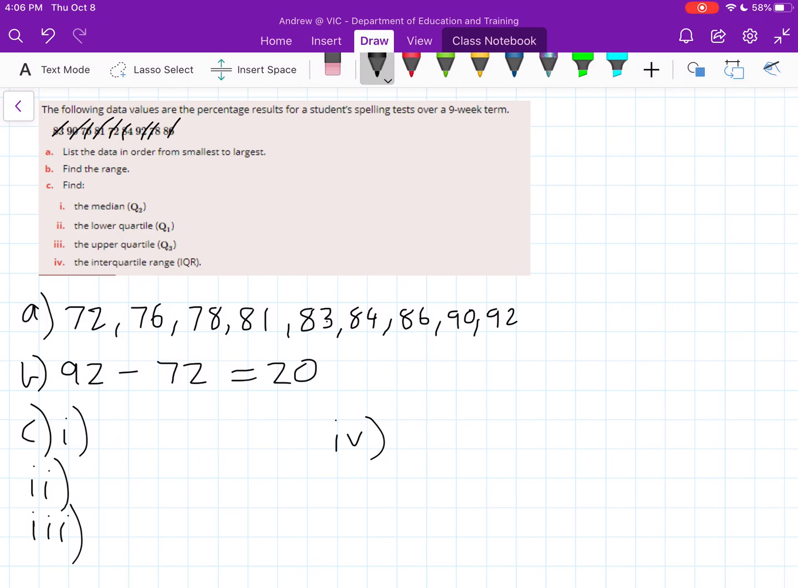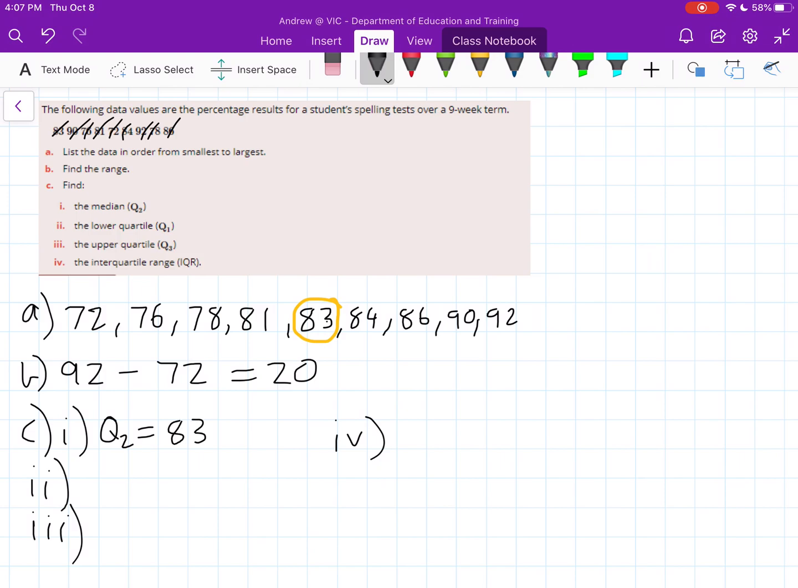So with this, I'm just going to do the median in yellow. You can see here that we've got 1, 2, 3, 4 numbers here, and then we've got a middle number, and then 4 on the other side. So 83 here is our median. So this is our Q2, also referred to as the median, which is 83.